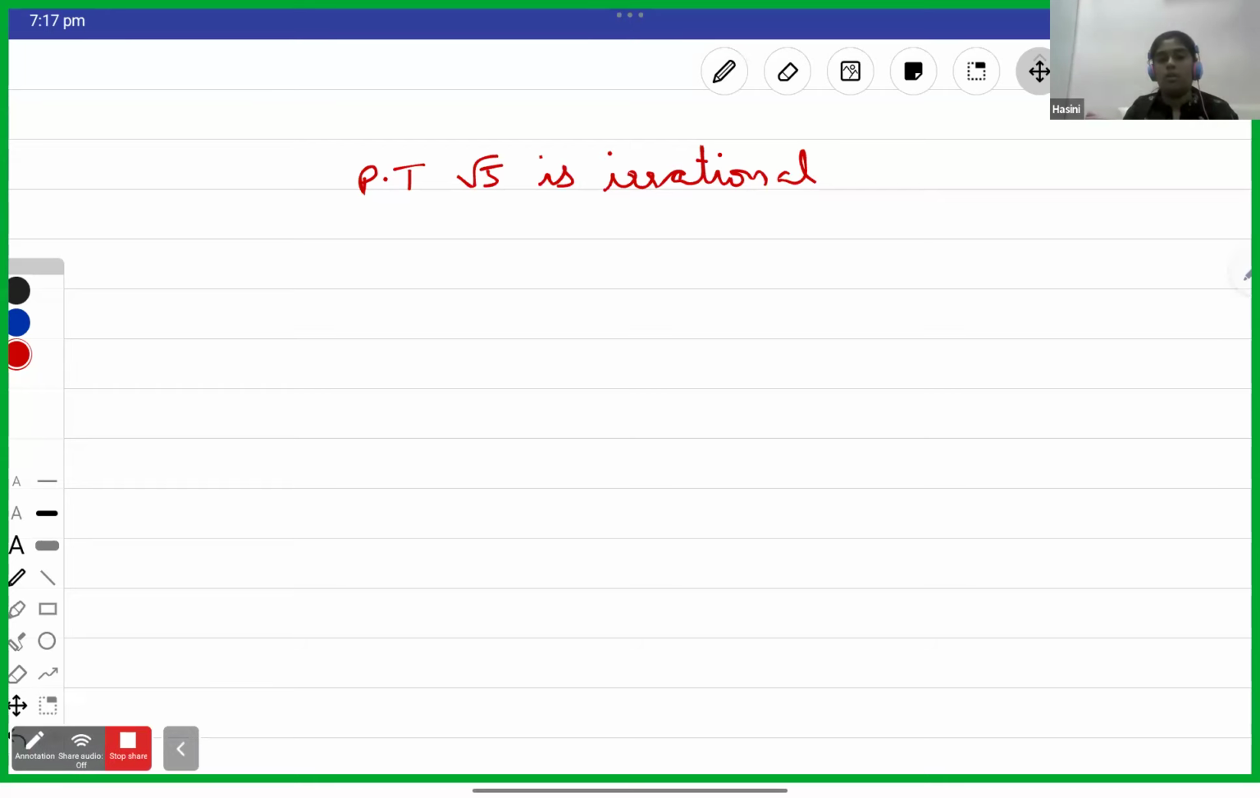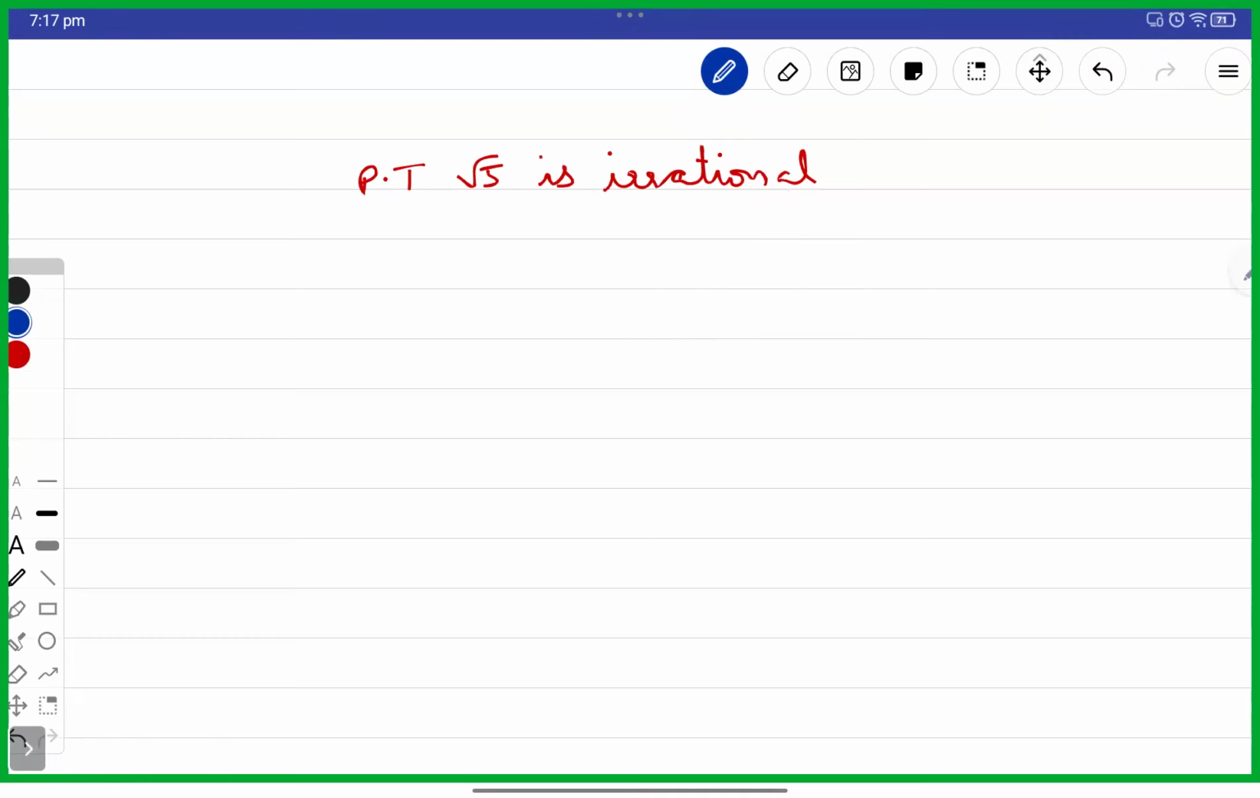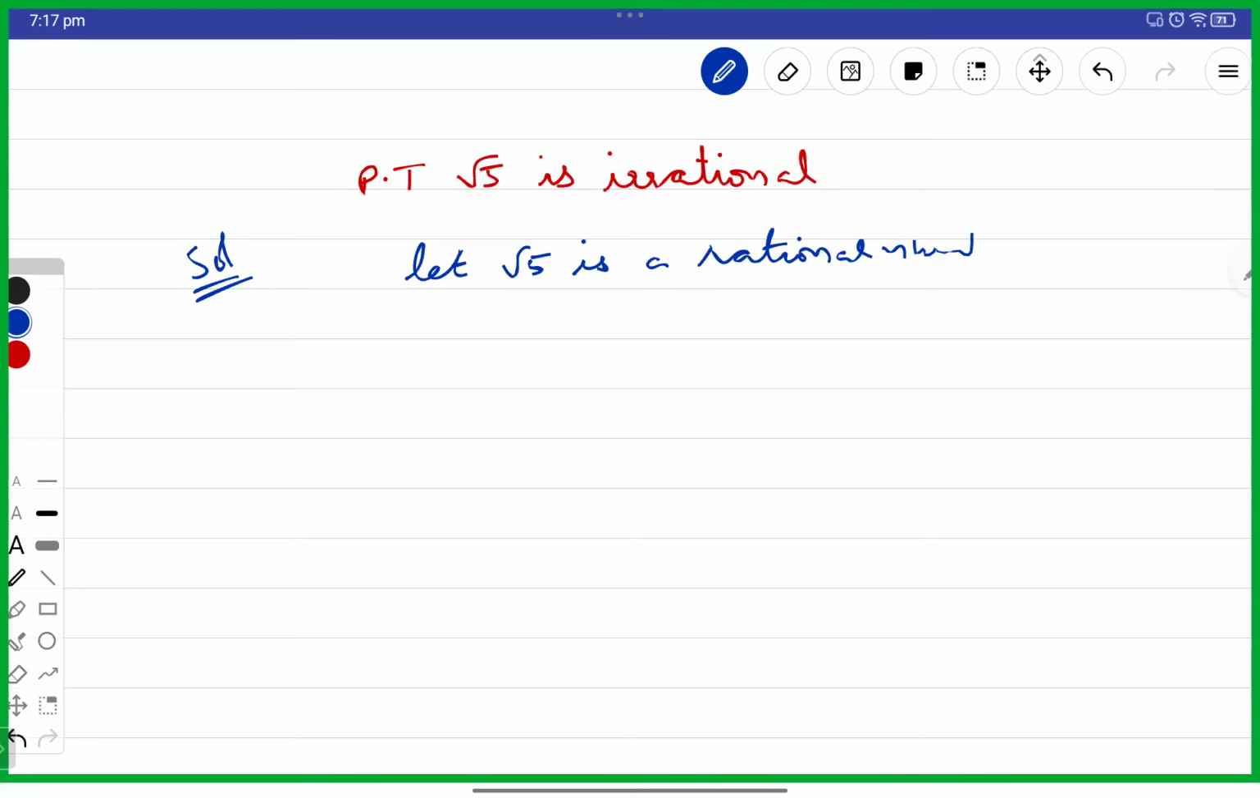Okay, sir. Yes, Hasni. So here, Hasni, first, like I said, we will go in reverse way. Solution. Let root 5 be a rational number. We will take, let us assume. Let root 5 be a rational number. This is an assumption only, Hasni.